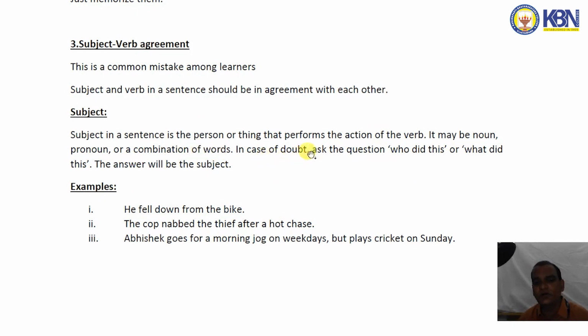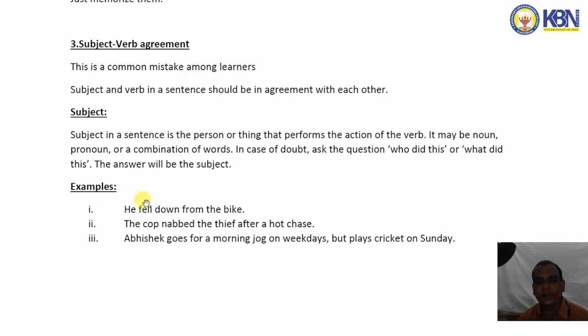In case of doubt, ask the question who did this or what did this. The answer will be the subject. And what is subject? Subject is the doer of the action. And it may be a noun or pronoun or combination of words. అయితే how can we identify the subject, అంటే let us raise the questions. Then what are the questions? Who did this? What did this? When we use these two questions, then automatically we can identify what is the subject in the given sentence.